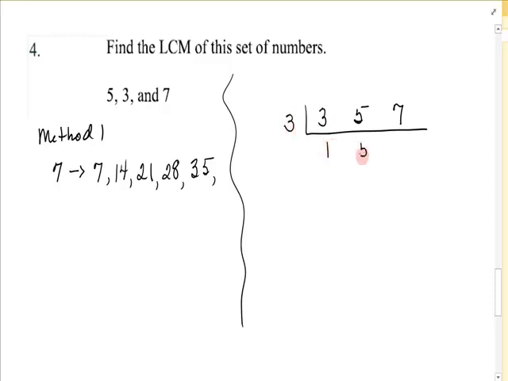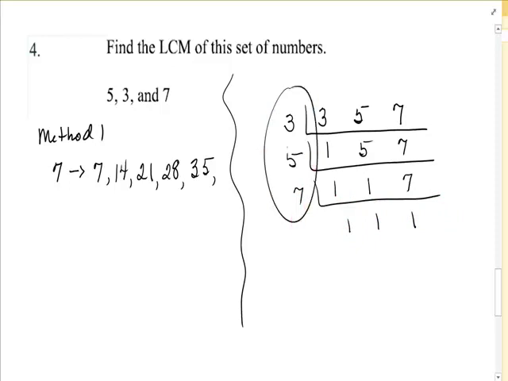It goes in there once, bring down the 5, and bring down the 7. Then I'll move on to 5, bring down the 1, goes into itself once, bring down the 7. Then I'll divide by 7, 1, 1, 1. That tells me I'm done. Your least common multiple is 3 times 5 times 7. Let's see what that will be.